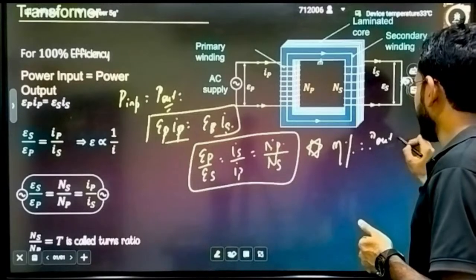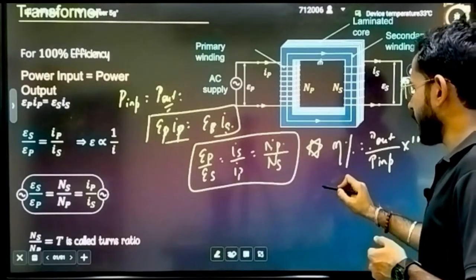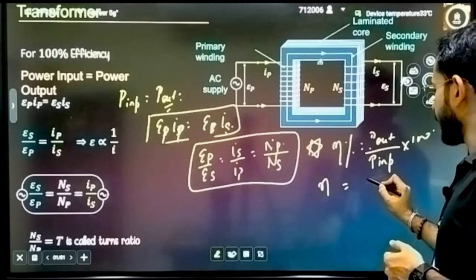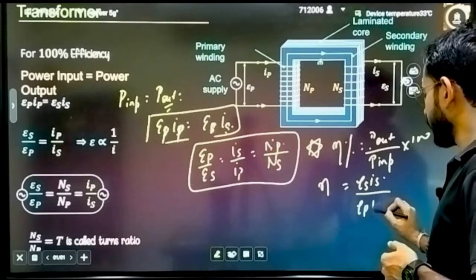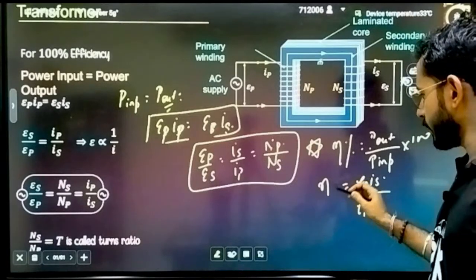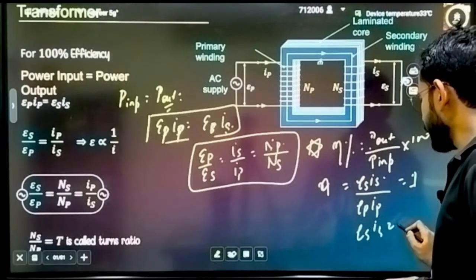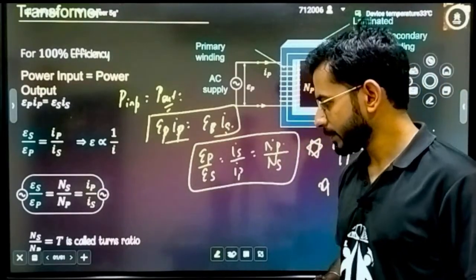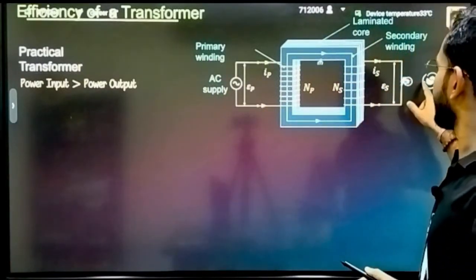Efficiency is defined as output power divided by input power, and if you want to write it in percentage, multiply it by 100. So if someone asks you what efficiency is, you will write efficiency equals output power, ES IS, divided by input power, EP IP. Correct. And that's why I told you that when efficiency is 100%, it becomes 100 divided by 100, which equals 1, and you can say that ES IS equals EP IP. Exactly the same thing we have seen for the ideal transformer. Clear? These basic things you have to remember for the transformer.